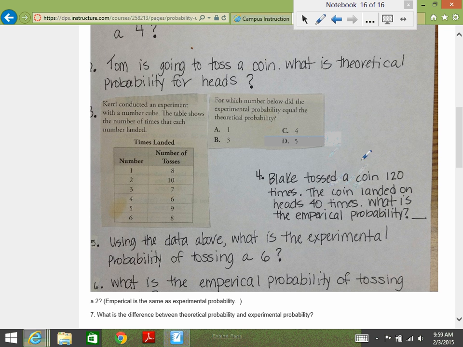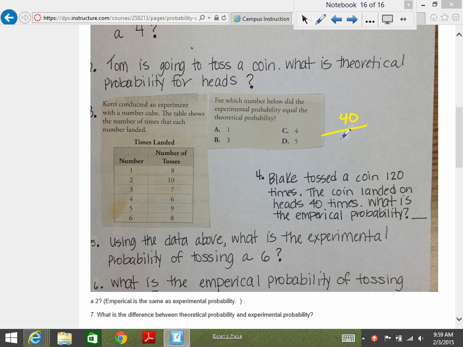Blake tossed a coin 120 times. The coin landed on heads 40 times. What is the empirical probability? What's empirical? It's the same thing as experimental. All right, so what would my fraction be? 40 out of 120.